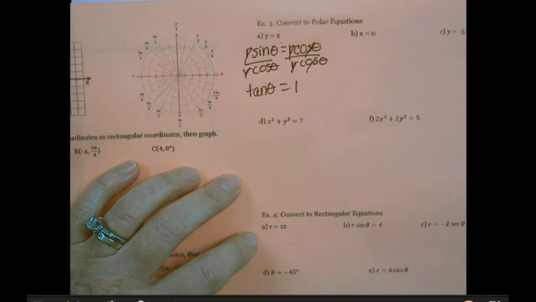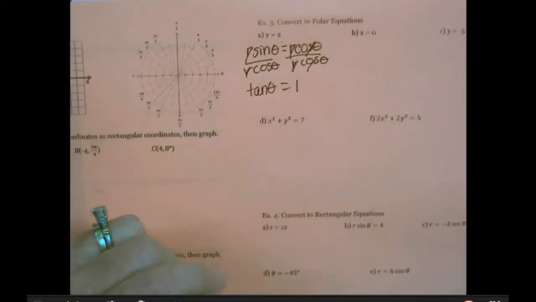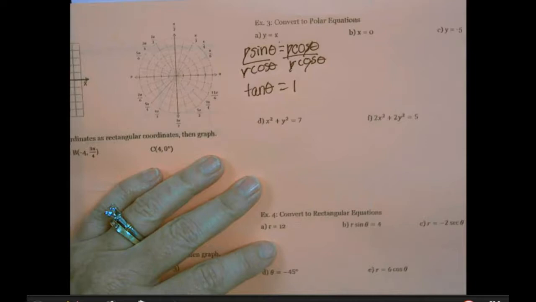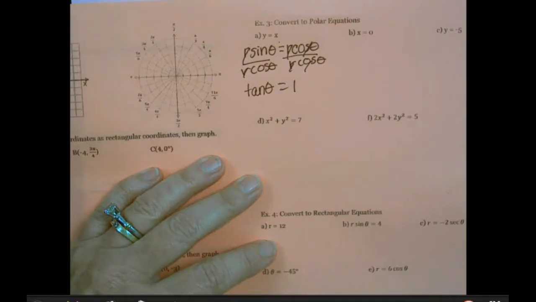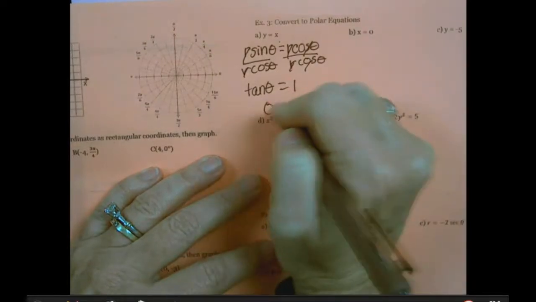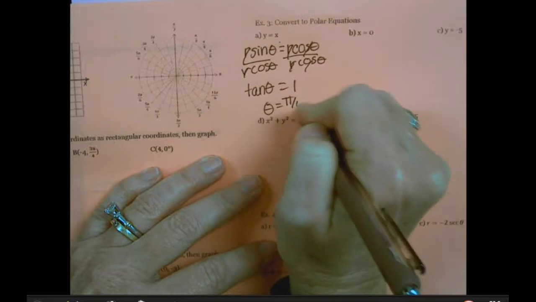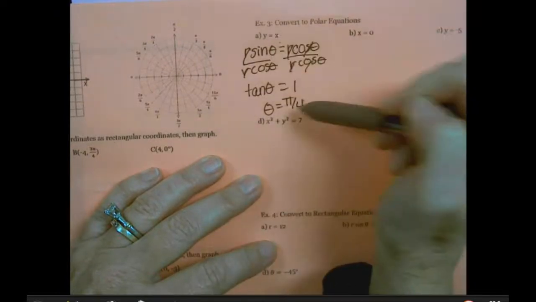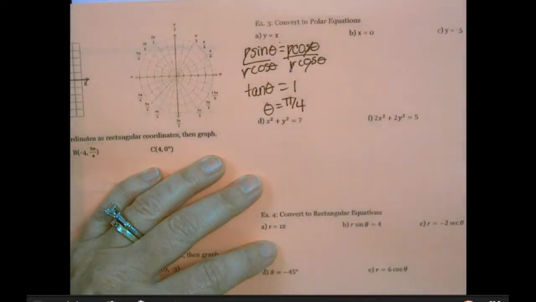What's cosine divided by cosine? Oh, this is going to take all day. Okay. So the tangent of theta equals 1. So we wrote our little chart out. Where does the tangent of theta equal 1? Pi over 4. So theta equals pi over 4. So we took the x and a y and we changed it to a theta. So we went from rectangular to polar.